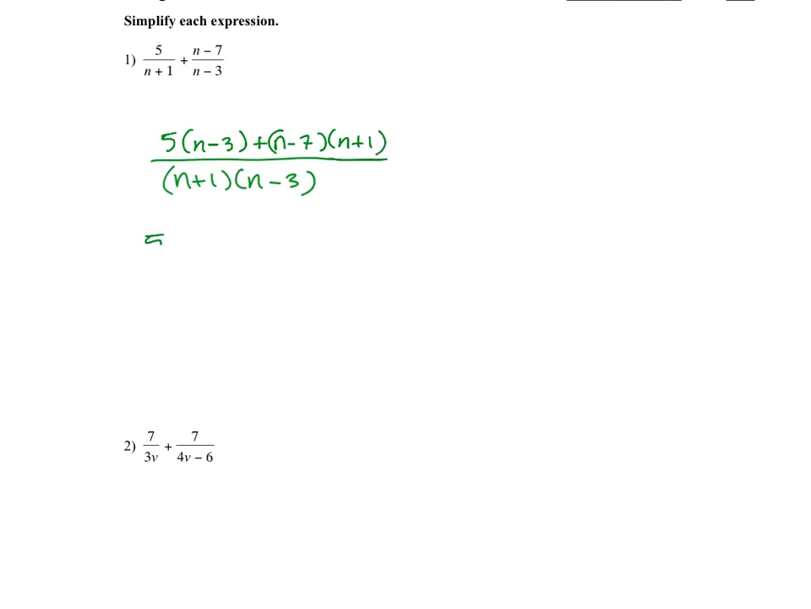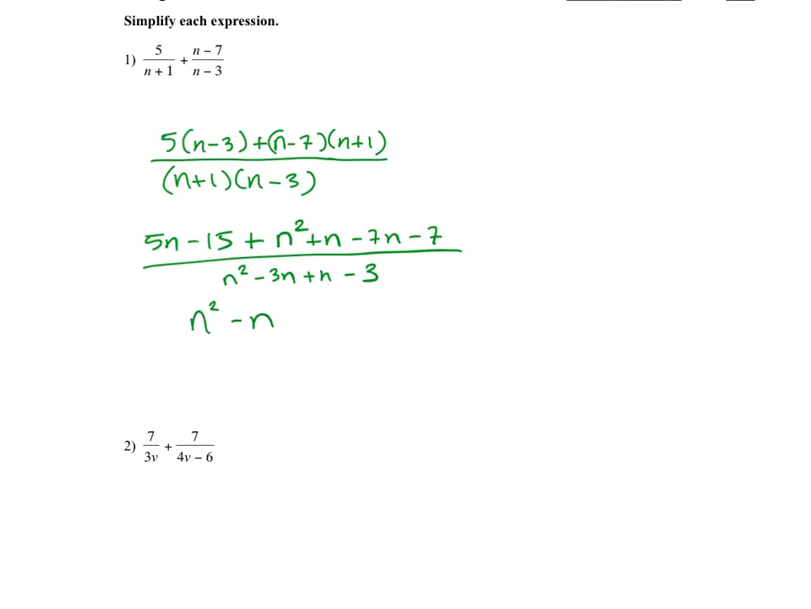On the first one, I'm distributing: 5n minus 15. Plus, on that second part, I have to FOIL. So I'm multiplying n times 1, negative 7 times n, and negative 7 times 1. Divided by, I can do the same on the denominator: n times n, negative 3 times n, 1 times n, and negative 3 times 1. So I'm just going to simplify like terms. I have 5n, n, and negative 7n. So 5n plus n is 6n, minus 7n is minus n.